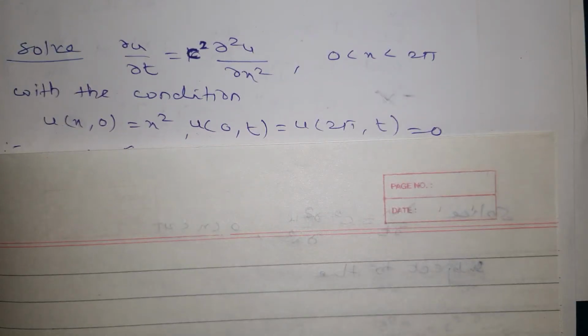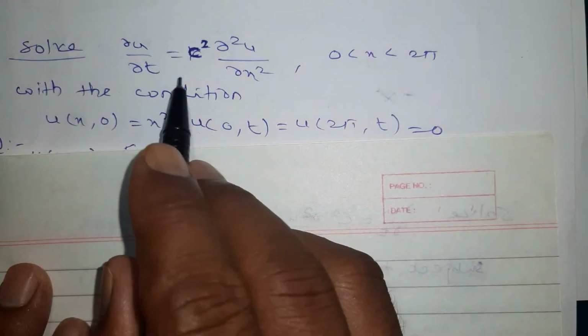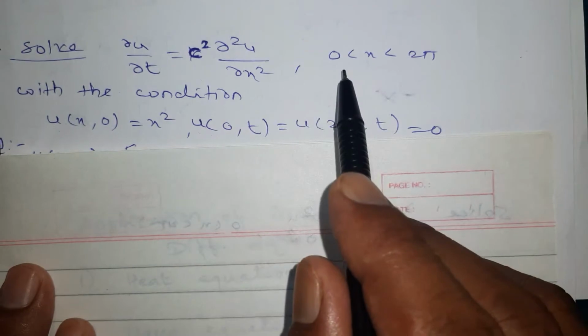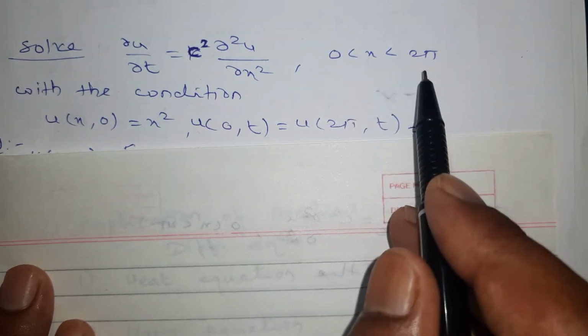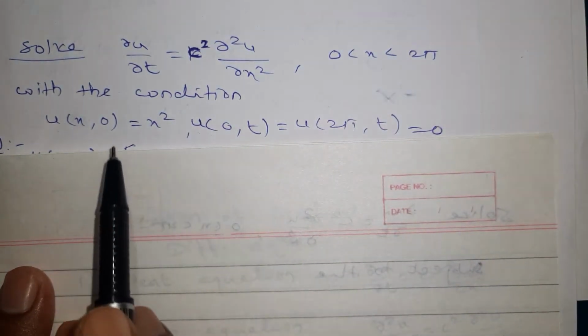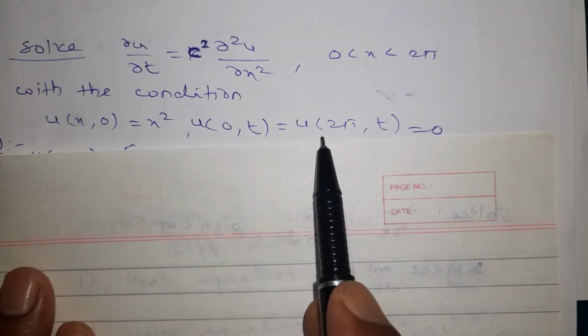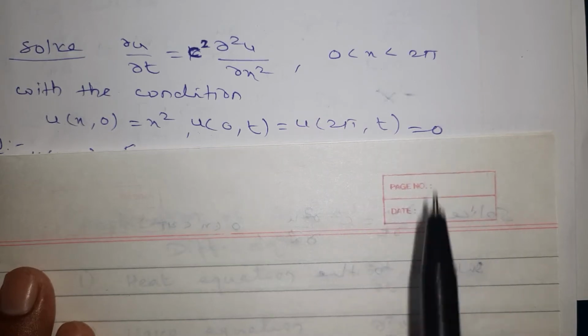We have understood the concept in our last session for solving the heat equation. That method is called the variable separable method to solve the heat equation. Now let us take one example on that concept. Solve ∂u/∂t = c² ∂²u/∂x², where x varies from 0 to 2π, with the conditions u(x,0) = x², u(0,t) = u(2π,t) = 0.